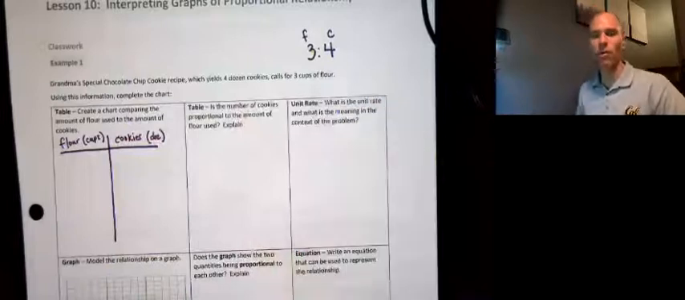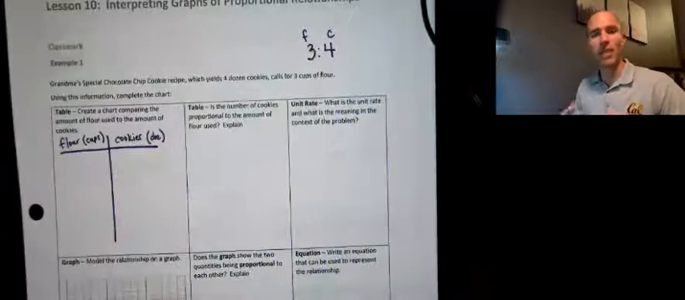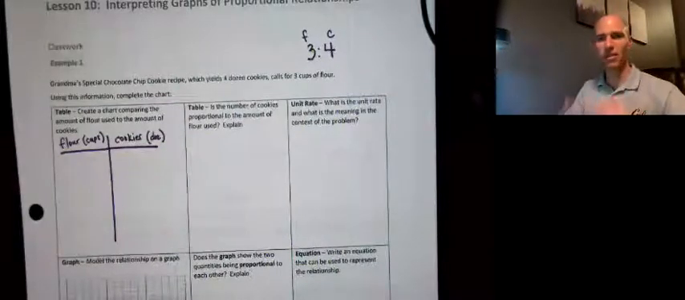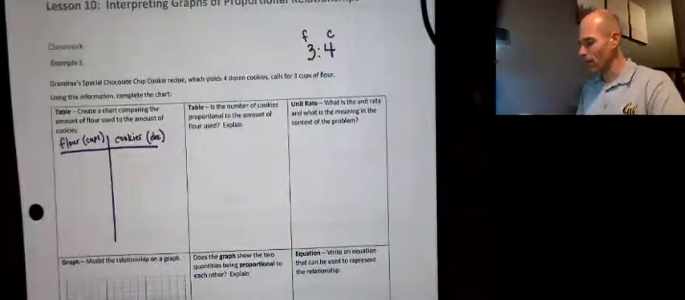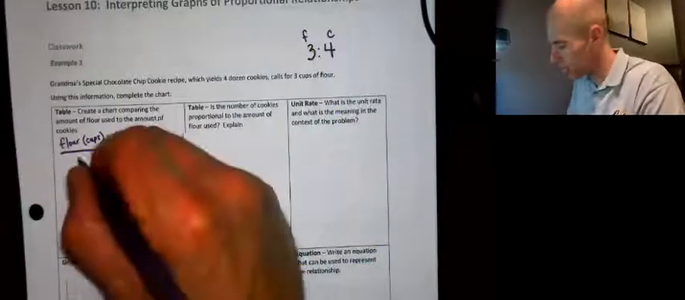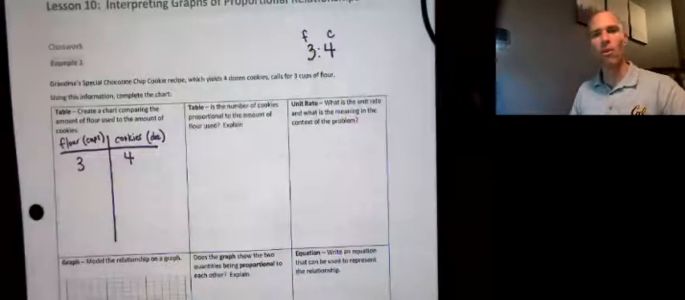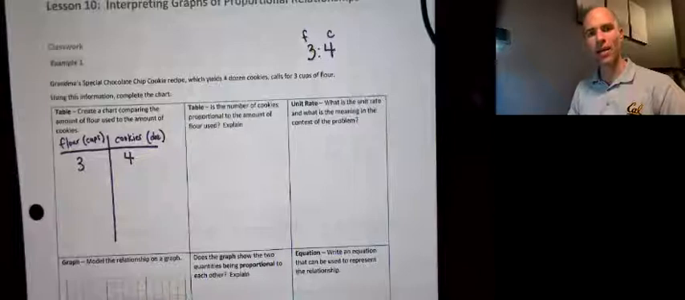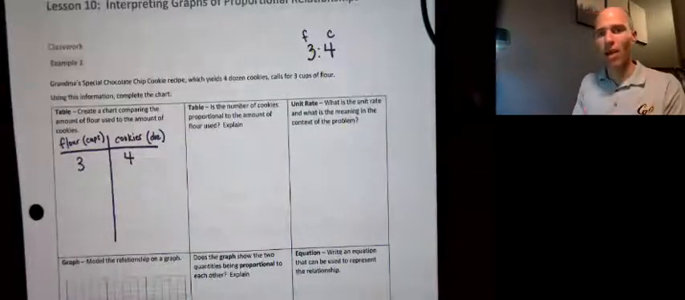So since I put flour on the left and cookies on the right, that says that I'm intending to treat flour as my X value here and cookies as my Y value. And so all we know is that 3 cups of flour makes 4 dozen cookies. But we can create more values from that, right? We expect that a recipe should stay proportional. If we want the cookies to come out the same every time, we have to maintain the same ratio of flour to cookies.